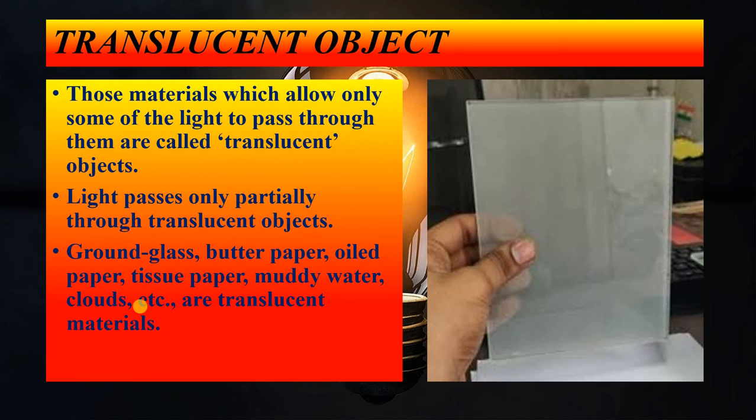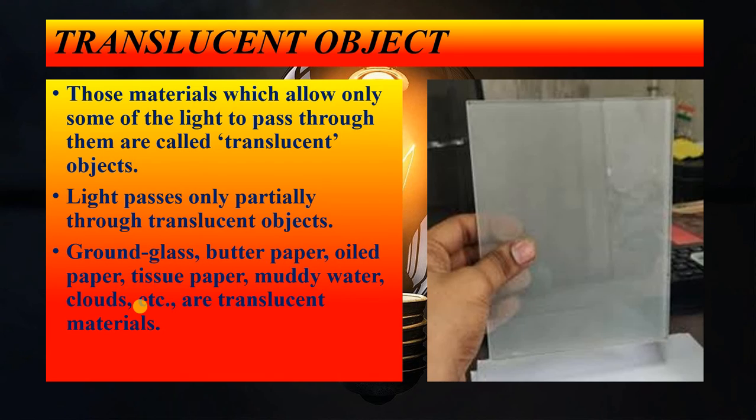Next comes the translucent objects. What are translucent objects? Those materials which allow some of the light to pass through them are called translucent materials. In other words, the light passes only partially through translucent materials. Examples are ground glass, butter paper, oil paper, tissue paper, sheet of white cotton, muddy water, clouds. These are translucent materials. They allow only a part of the light falling on their surface to pass through them.